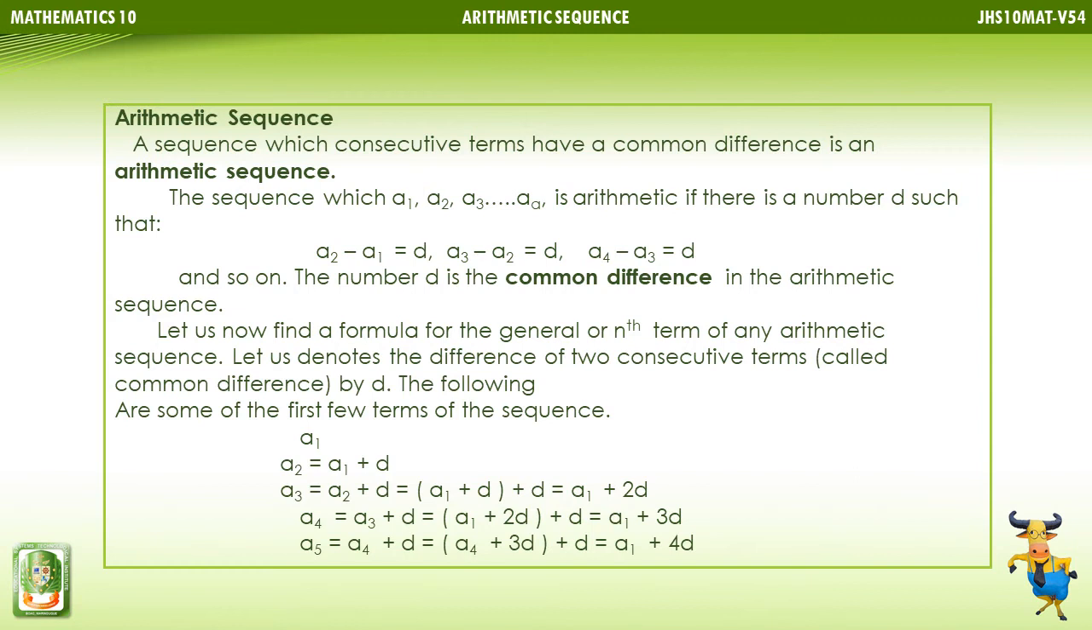Let us now find the formula for the general or nth term of any arithmetic sequence. Let us denote the difference of two consecutive terms, called the common difference, by d. The following are the first few terms of the sequence. a sub 1; a sub 2 equals a sub 1 plus d; a sub 3 equals a sub 2 plus d equals a sub 1 plus 2d; a sub 4 equals a sub 3 plus d equals a sub 1 plus 2d plus d equals a sub 1 plus 3d; a sub 5 equals a sub 4 plus d equals a sub 1 plus 3d plus d equals a sub 1 plus 4d.